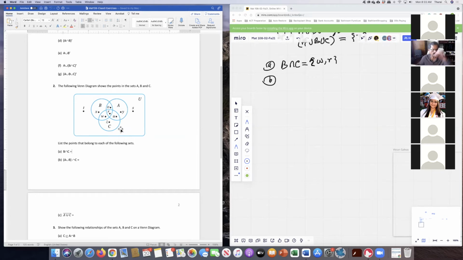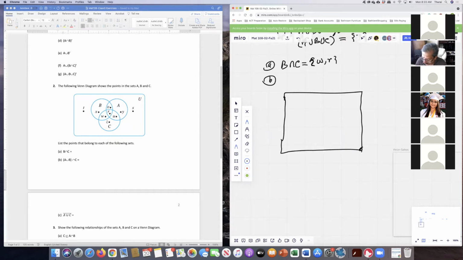Anybody? Which points are in the area that is A union B intersection C? R? Only R? No, not really. So let me draw on the board and show you A union B intersection C. So here's the universal set. B and A are these, B, A. Now, the union of these will be both circles together. Both circles, all the points in these two circles together.